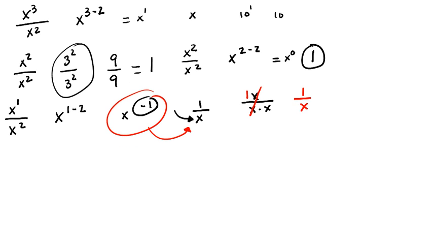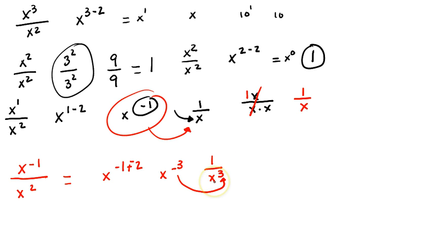Let's look at another example. What if I have x to the negative 1 power over x to the second power? If I were to write this out as a math problem, I would get x to the negative 1 minus 2. Right, if I were to do the order of operations like you should, you would get x to the negative 3, or 1 over x to the third power. Notice how my power becomes positive and my variable goes to the bottom.